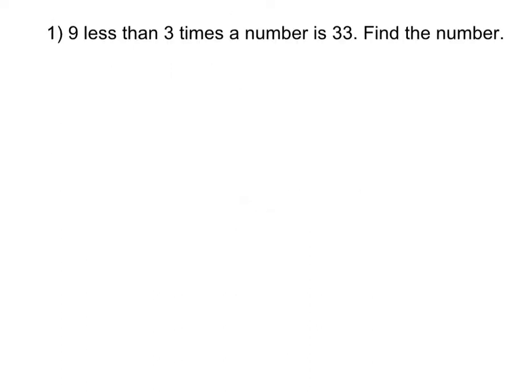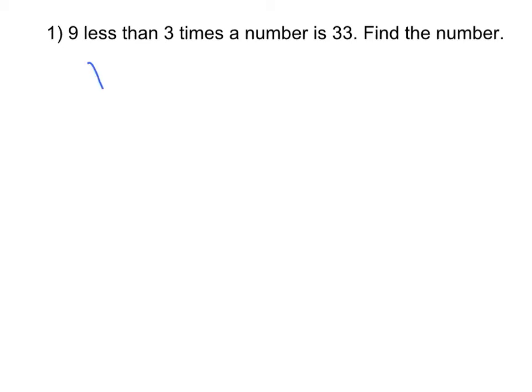Now I do want you to write these problems down today. So we're going to start with our first example. 9 less than 3 times a number is 33. Find the number. Step 1. Define the variable. Now, I know this is going to seem trivial right now, and you're going to think I don't have to do this, but please get in the habit of always defining the variable. So what are we trying to find? We're trying to find a number.